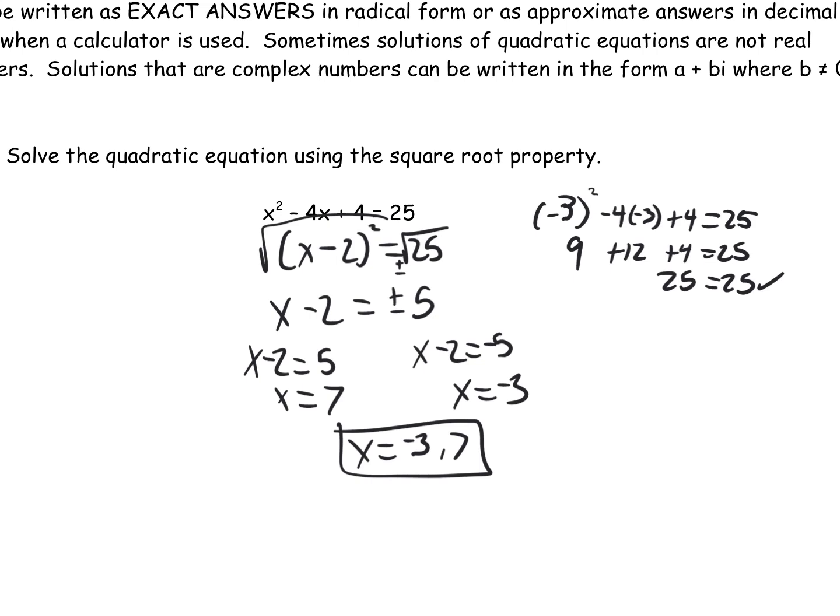Then I have 7. Run that through the function. 7 squared minus 4 times 7 plus 4 equals 25. So that's 49 minus 28 plus 4 equals 25. Well, 49 minus 28 is 21. 21 plus 4 is 25. So that checks out. So both of those work. So we have 2 good solutions.